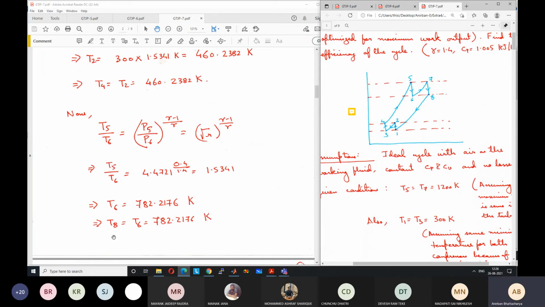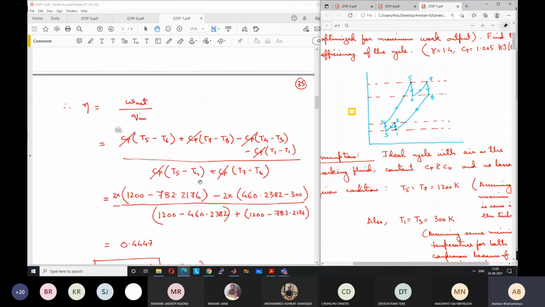Now T8 is obviously equal to T6 because the pressure ratios are the same. So T8 is equal to 782.2176 Kelvin. We now have all the temperatures, T1, T2, T3, T4, T5, T6, T7, T8. All the temperatures are known, so we can directly plug them in and find out the efficiency. Even the work output you can find out. We have not found it, but if it is given, you should be able to find out the work output.